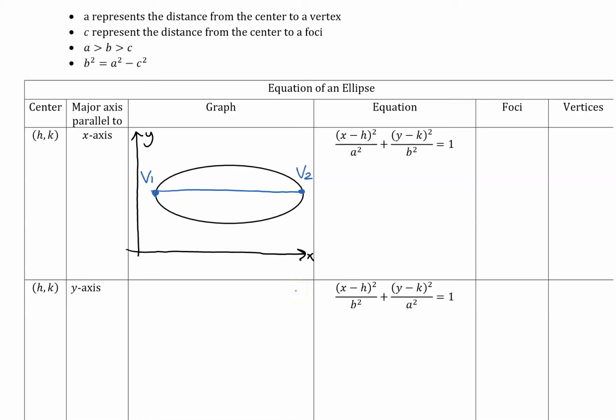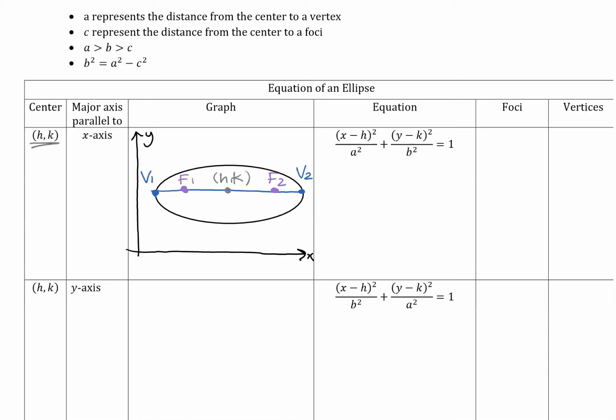The foci of the ellipse are on the inside of the ellipse. I'll call this one F1, and I will call this F2. The center of the ellipse is in the middle, and we will call that point (h, k). So we're calling the center of our ellipse (h, k). There's a few pieces of information here at the top of this table that will help us find the coordinates of our foci and our vertices.